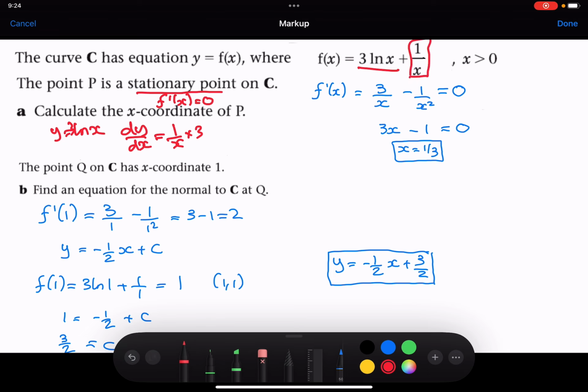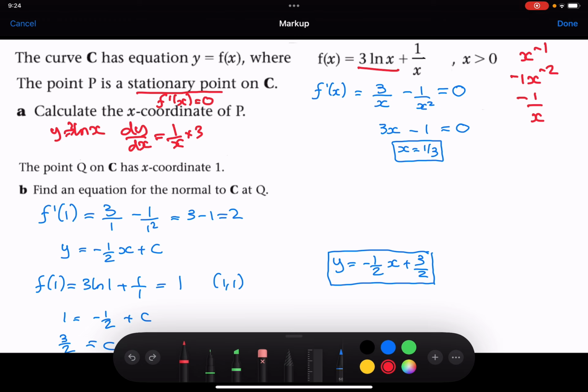Then I've got this 1 over x here. To differentiate that, all I did is I rewrote that as x to the power minus 1, which then allows me to times by minus 1 and take 1 away from the power. And you can see that I then just rewrote that as minus 1 over x squared. So the 3 ln x differentiates to be 3 over x, and the 1 over x differentiates to be minus 1 over x squared. And that needs to equal 0 at a stationary point.